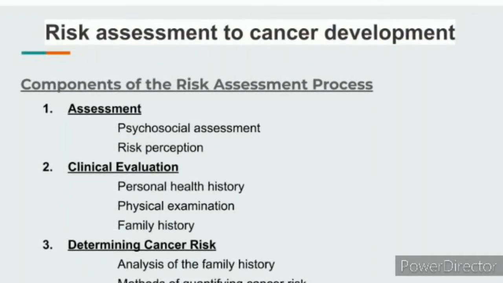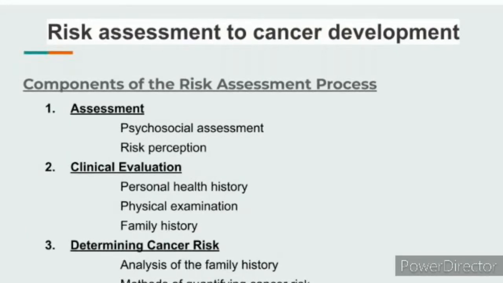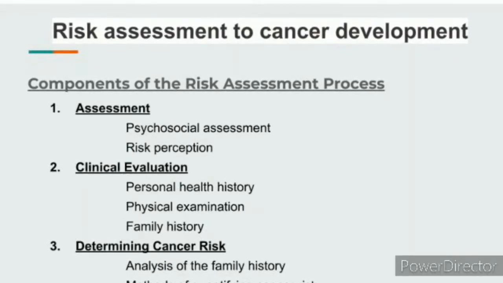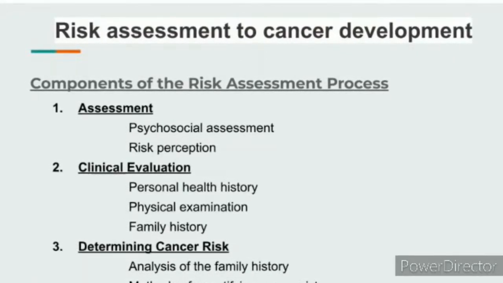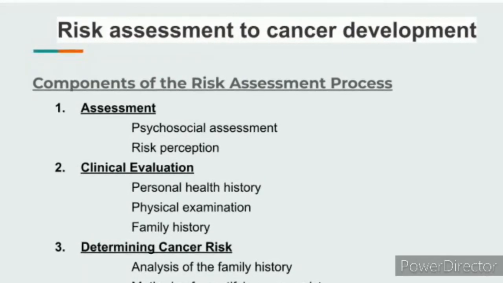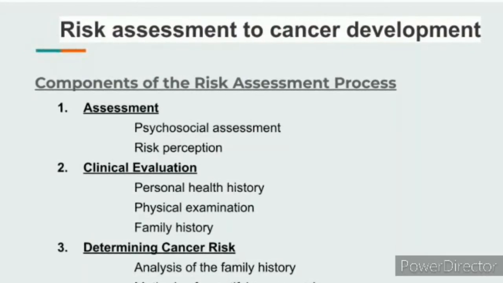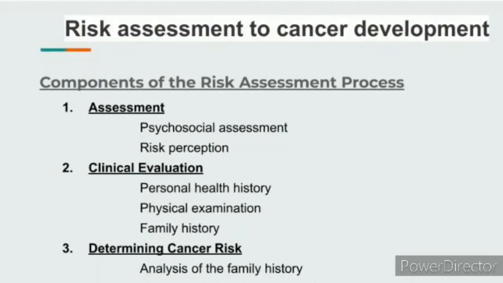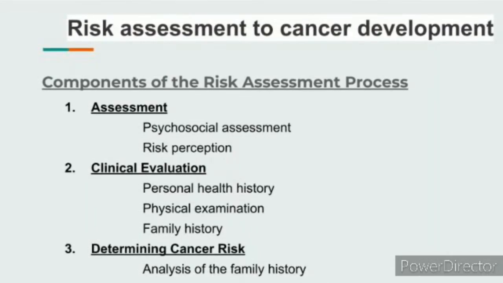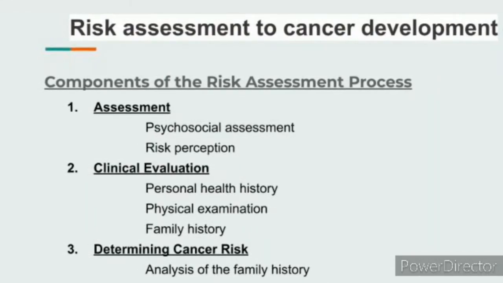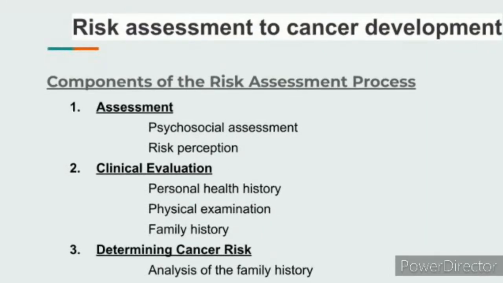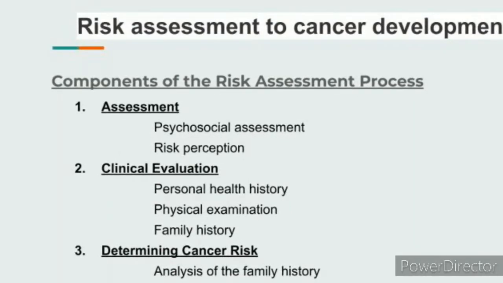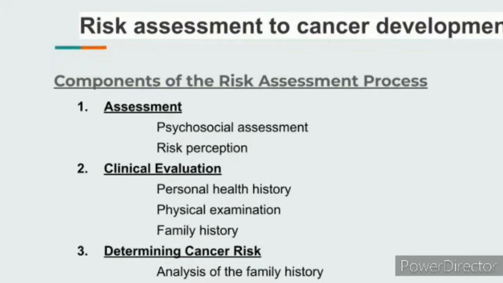Overall, we check whether the patient has any other underlying conditions or diseases, for example hypertension, diabetes, and autoimmune disease. The physical examination is extremely important as well because it gives a lot of details about the patient, and the family history is remarkable when we do a clinical evaluation of the patient. And finally, in the third point, we have determination of cancer risk, where we analyze the family history overall and the method by which we quantify the cancer risk.